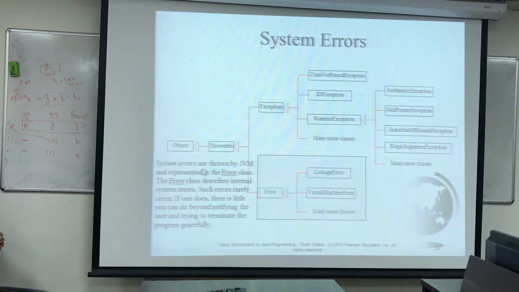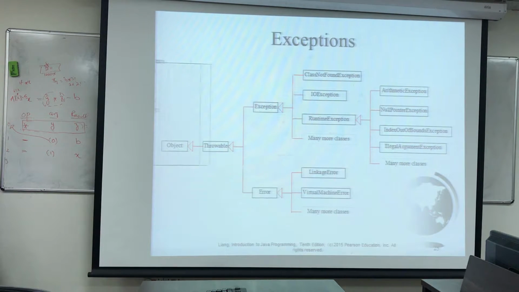So system errors are thrown by the JVM and represented in the Error class. The Error class describes internal system errors. They rarely occur, not every time, but there are chances. And you don't have any control over it. So if this type of problem occurs in your application while it is running, you have to simply give a message and your program should exit. This is what you can do.